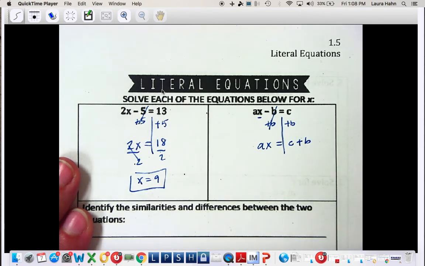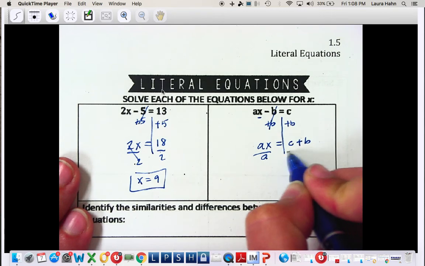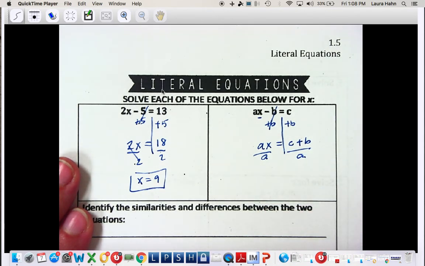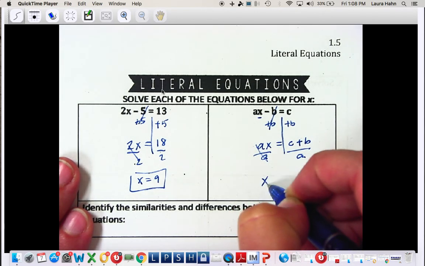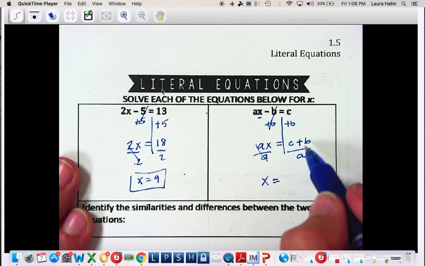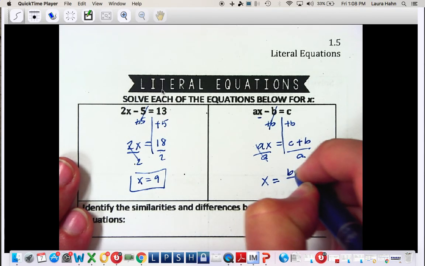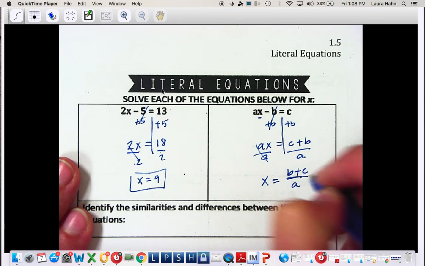All right, from there, we want to get rid of a. Well, those are touching, which means multiply, so we're going to divide. What I do on one side, I do on the other. My a's cancel, so x drops down by itself. All of this will drop down. I'm going to fix this real quick. We want to put stuff in alphabetical order. So on the top, I'm going to write b plus c. On the bottom, I'll put a.